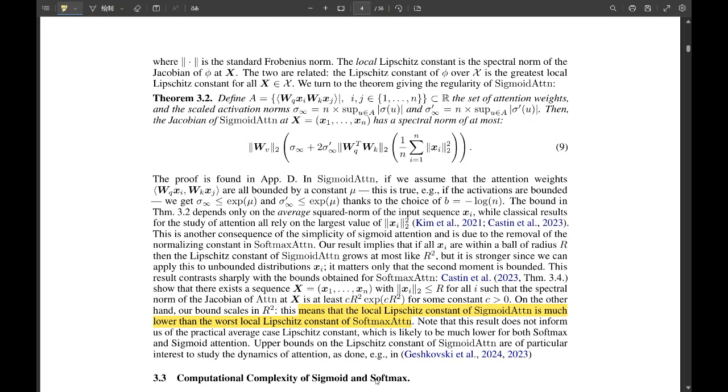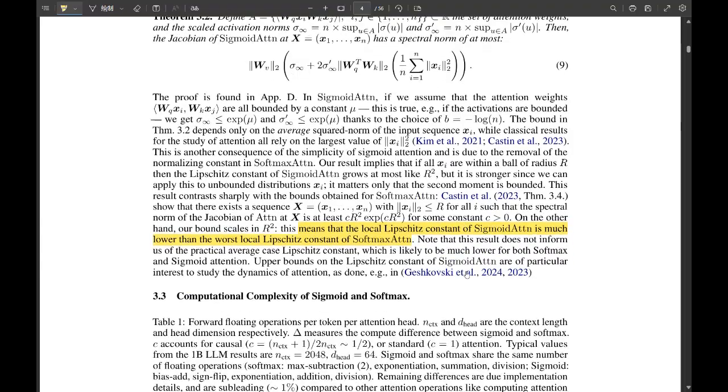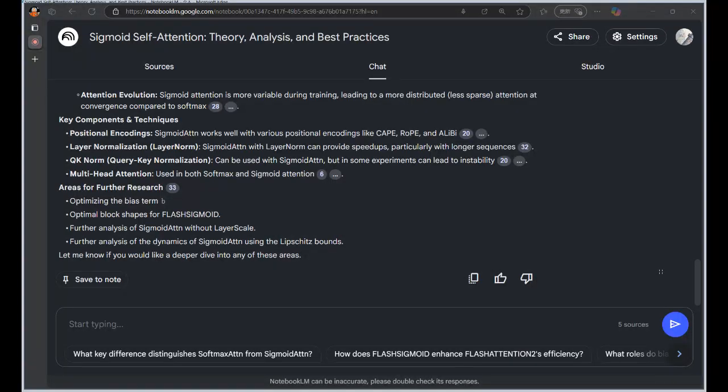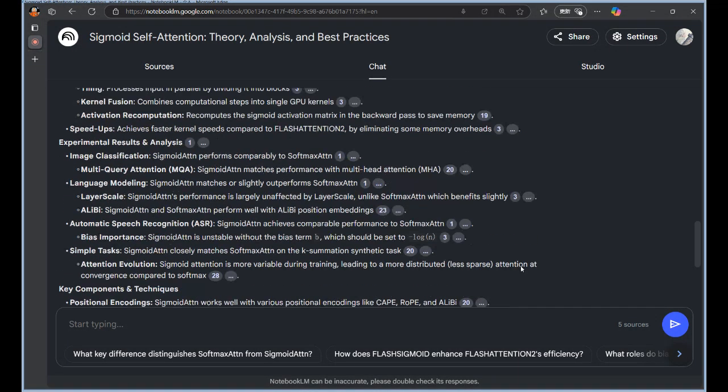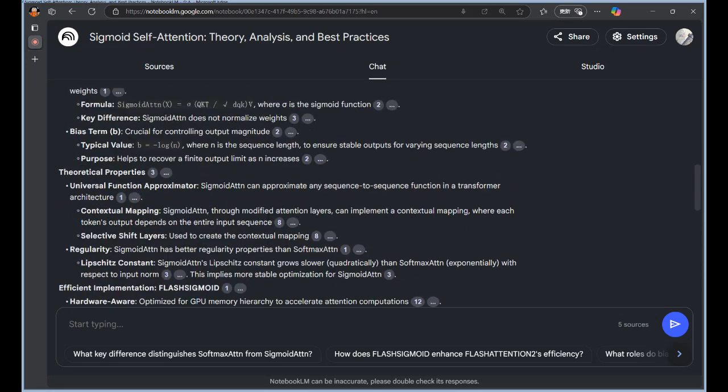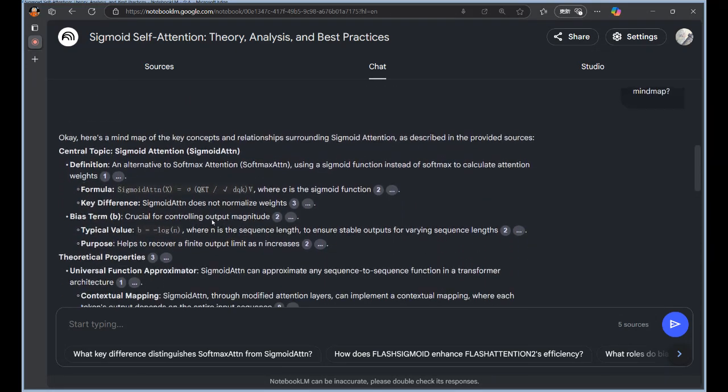FLASHSIGMOID. Okay, now that sounds interesting. Tell me more. It's specifically designed for memory efficiency and speed, especially for handling those extra long sequences of data that are becoming more and more common. Okay, so they're thinking ahead. Definitely. FLASHSIGMOID leverages techniques like tiling and kernel fusion.